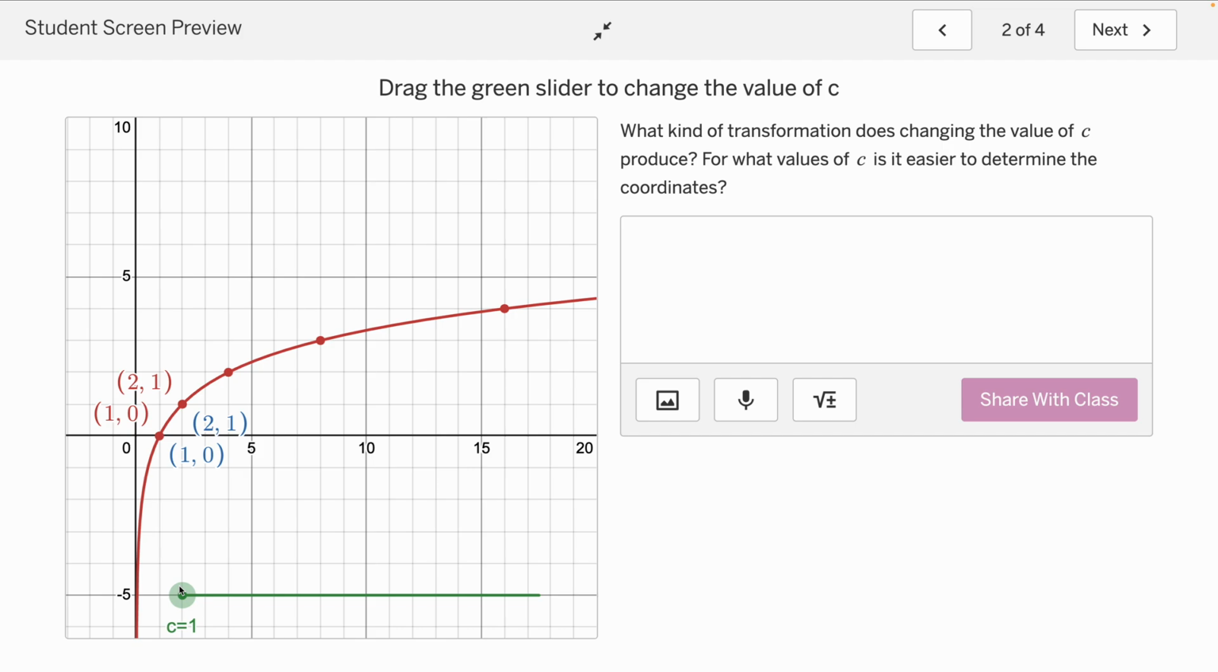All right. So as we've slid this C value, we've changed it. Where were some good spots for you to stop with the C value? 1, 2, 4, 8, 16, and 32. All right, so let's look at some of those. I'm going to go to 2 first.